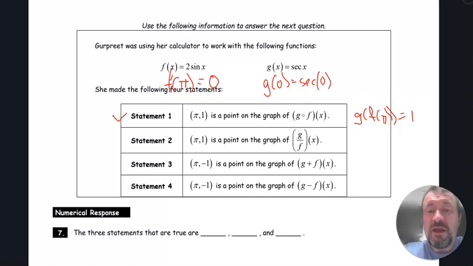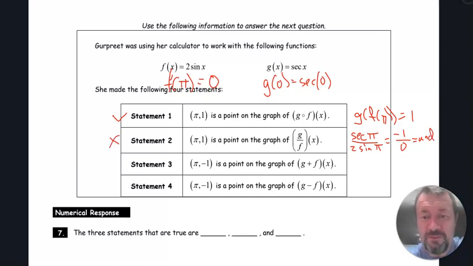Look at the next one. It's going to be g of pi divided by f of pi. So this is going to be the secant of pi divided by 2 times the sine of pi. Okay, well, we've already discussed the secant of 0, but the secant of pi is going to be negative 1. Sine of pi is 0. So it doesn't really matter that it's multiplied by 2 there. I'm still going to get a 0 in the denominator. So this is actually undefined. So this one does not actually work.